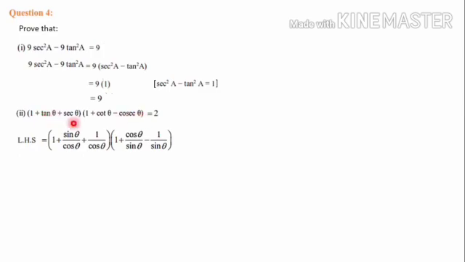So tan theta we have changed as sine theta by cos theta, sec theta as 1 by cos theta, cot theta as cos theta by sine theta, and cosec theta as 1 by sine theta. So here we have used 4 formulas.